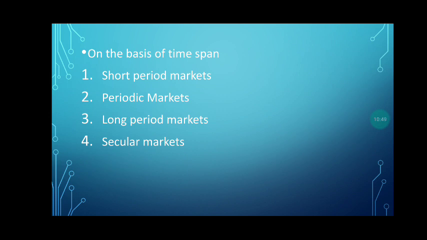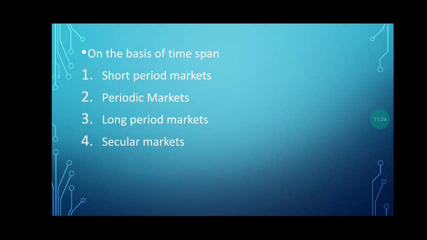So here again we have four types, that is short period markets, periodic markets, long period markets, and the secular market. Whenever we are talking about the short period market, these are the markets which are confined up to a very short period. It may be a period of a day or few hours. If you talk about some village markets which are there for a specific period of time, for a day or for a few hours, these are examples of the short period markets.